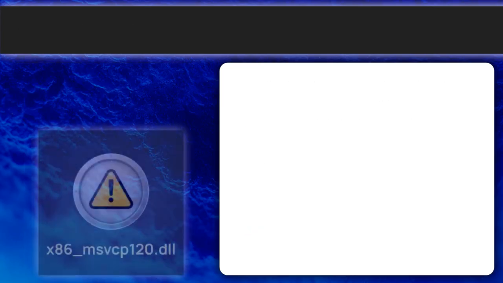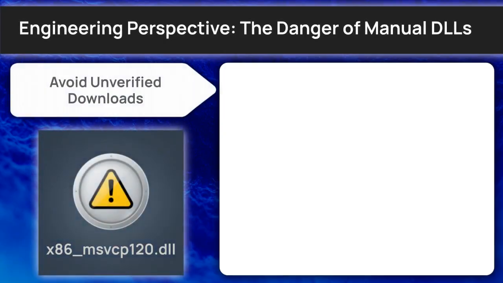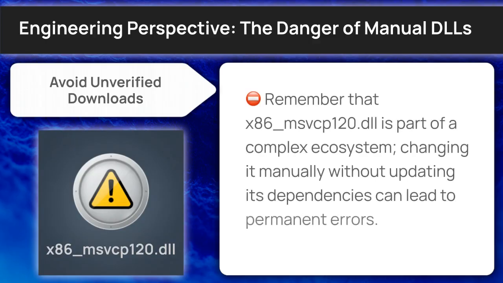A quick professional note on security: sourcing components correctly is just as important as the fix itself. Ensure your hardware remains stable and your software stays under warranty by avoiding the manual manipulation of high-level library files like x86 Microsoft Visual C++ Standard Library 120 DLL.